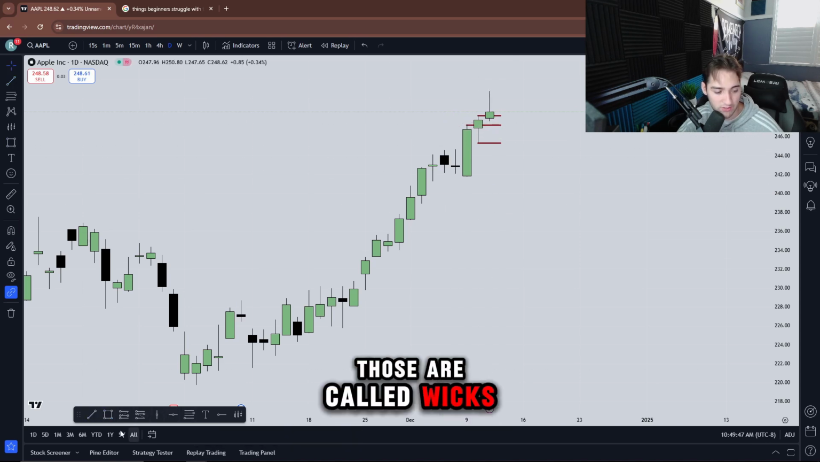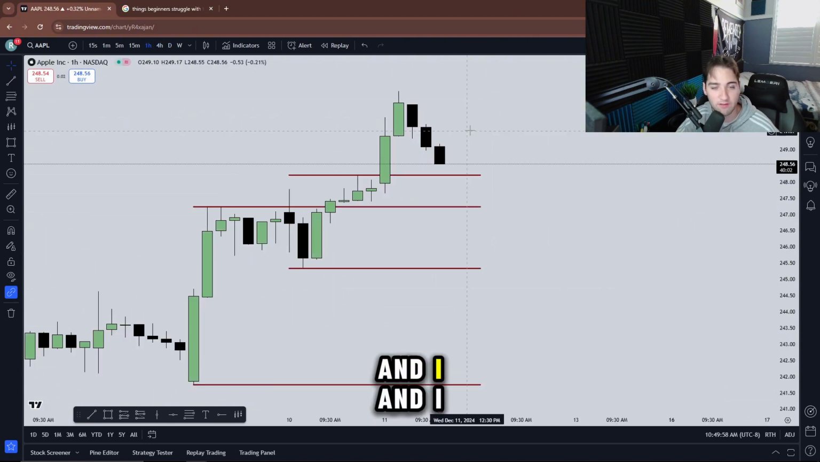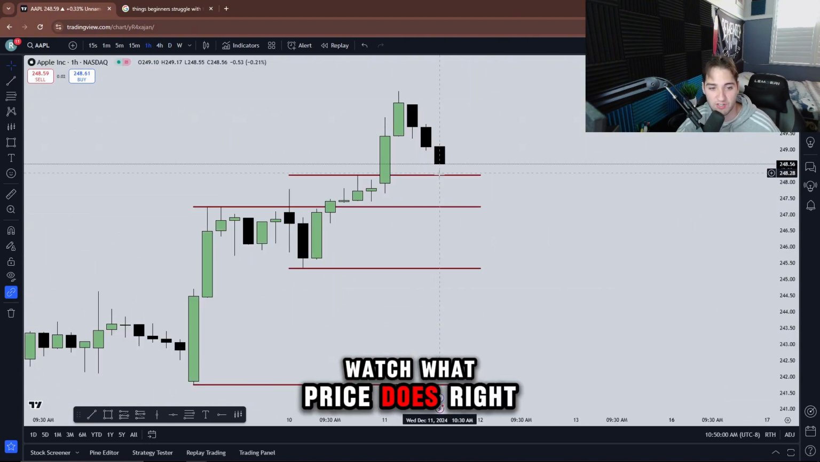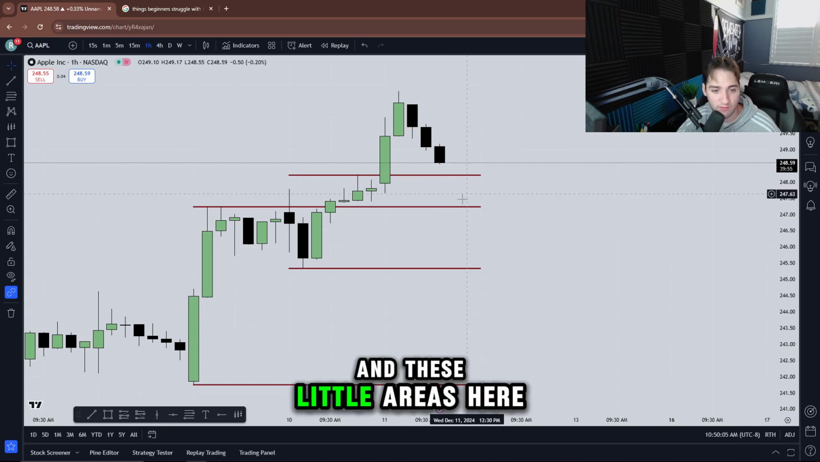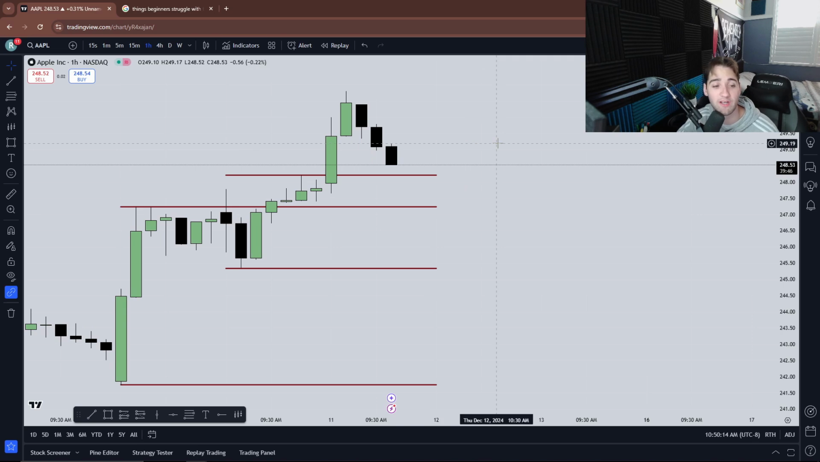Those are called wicks. So I mark these out, and I go on a lower time frame, and I watch what price does, right? And these little areas here, I'm going to see what price does. And usually, when it comes to becoming a beginner trader, you want to see where price goes and reacts from, right? So you're going to drop down again.